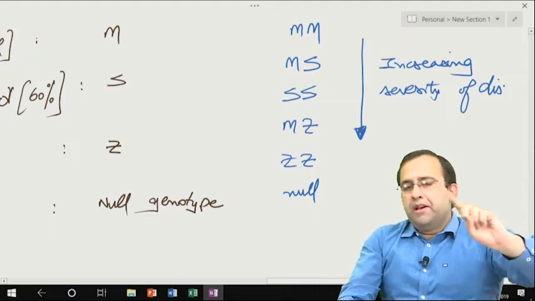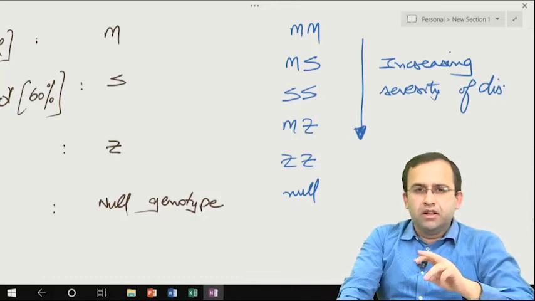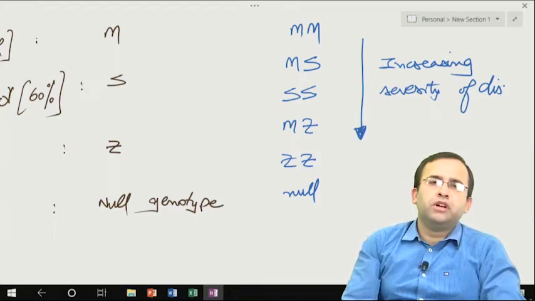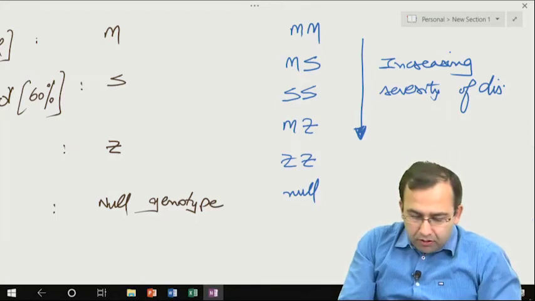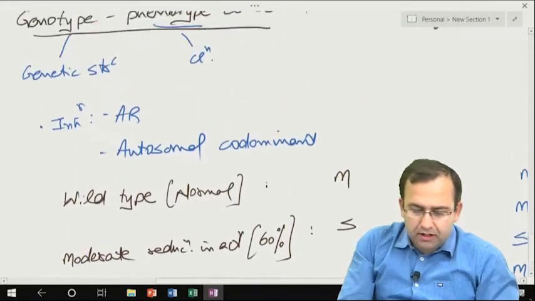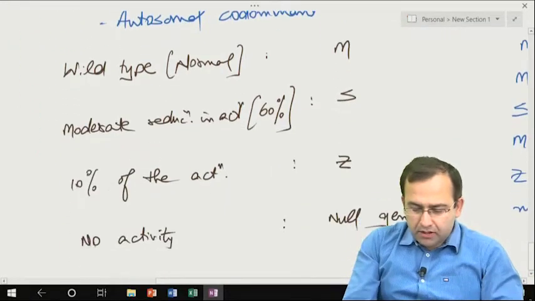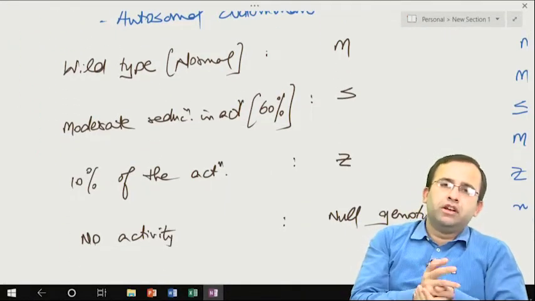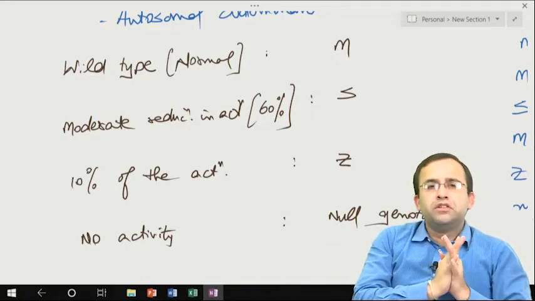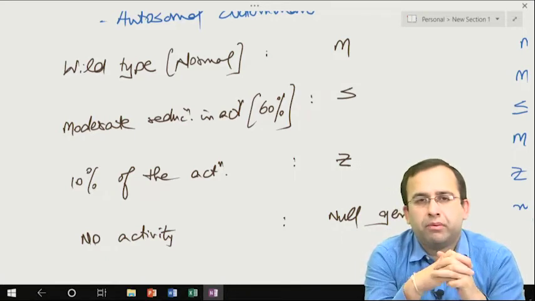See, M is 100, MM 100, 200, MS 160, SS 60, 120, MZ 110, 10, 20, null is no phenotype. So this is increasing severity of the disease, and this is genotype phenotype correlation. This finishes alpha 1 antitrypsin deficiency. This finishes your first main obstructive lung disease, that is emphysema. This was your main topic.